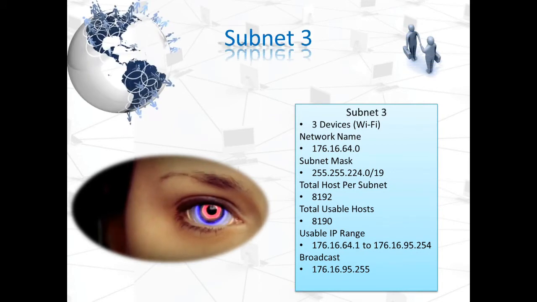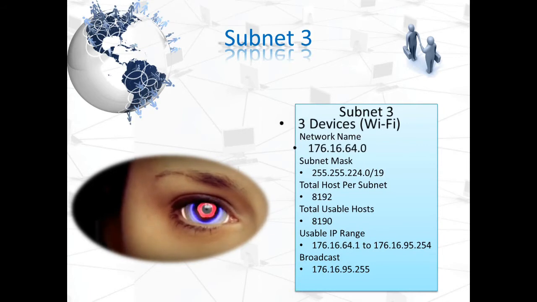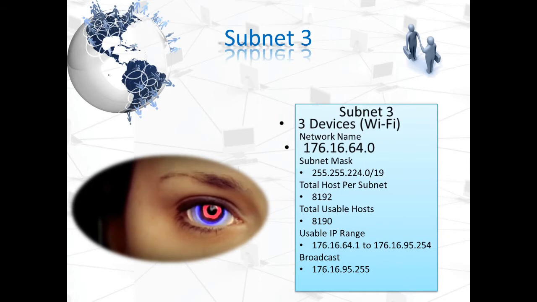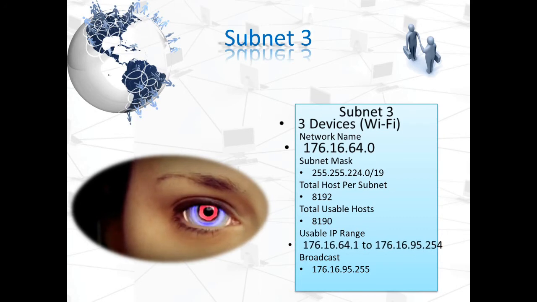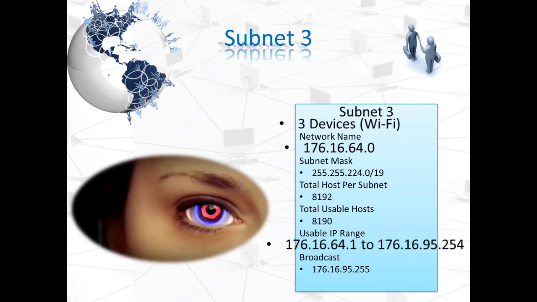A closer look at subnet 3 shows us using 3 Wi-Fi devices, with a network name of 176.16.64.0. The usable IP range only differs in the last 2 octets, which are 64.1 through 95.254. The broadcast IP is 176.16.95.255.